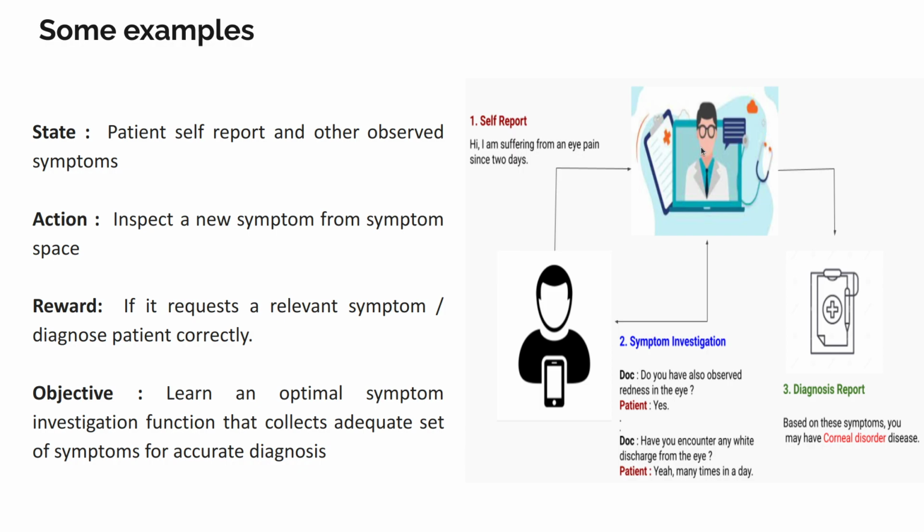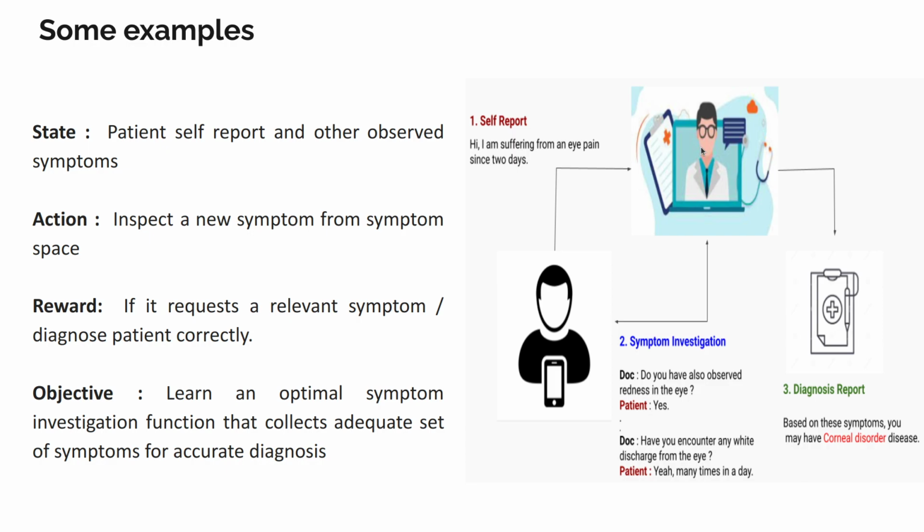Action would be which symptom should be asked next, and for reward, if the patient says yes, I'm suffering from that symptom, then you think okay, the virtual assistant is doing well, so reward would be positive. But if you ask something and the patient says no, I don't suffer from that, it is not relevant to my problem, then you say okay, the behavior of the virtual assistant is not adequate. Objective, what is the objective? The objective is to make the virtual assistant intelligent so that it can do symptom investigation and finally an accurate diagnosis.